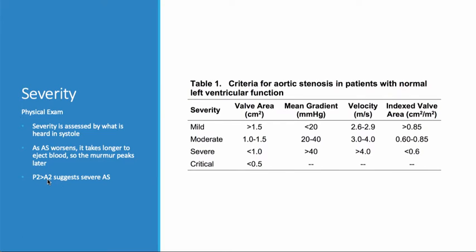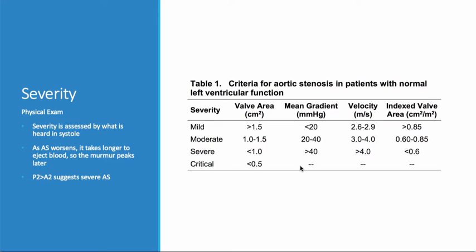So normally we should hear the second heart sound best at the aortic site, but if we hear it best at the pulmonic site, that suggests that the aortic stenosis is severe. And again, I'm talking about the sound of the closure of the valve, not the murmur itself, all right? P2 greater than A2. The pulmonic sound greater than the aortic sound suggests severe AS.